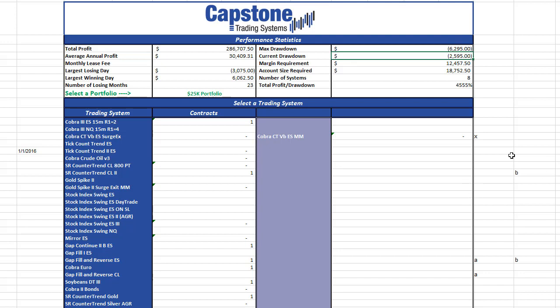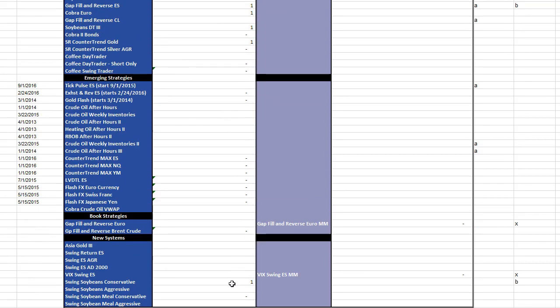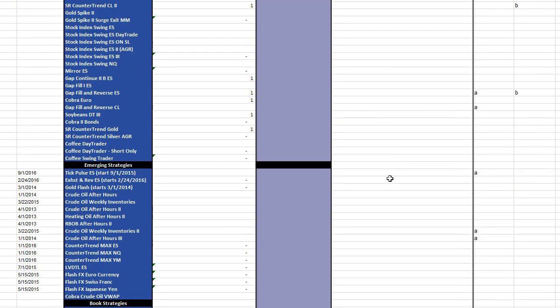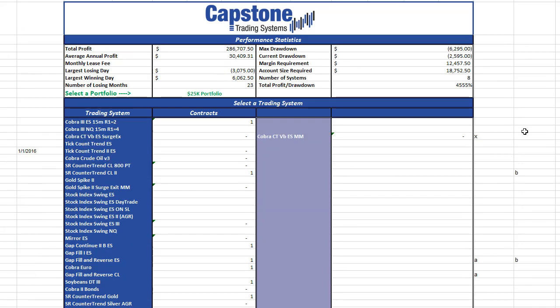So I will be sending you these 3 strategies, and you can decide on your own to trade the original 10, looking for a bounce, trade the core 5, trade the core 5 with gap fill and reverse E-mini S&P, or trade the core 5 with gap fill and reverse E-mini S&P, SR countertrend crude oil, and swing soybeans conservative. And so there's an aggressive version and a conservative version, so you could trade the aggressive version because it's the same code. You just change one parameter to make it aggressive. So if you trade the aggressive version, that's something you could also do.